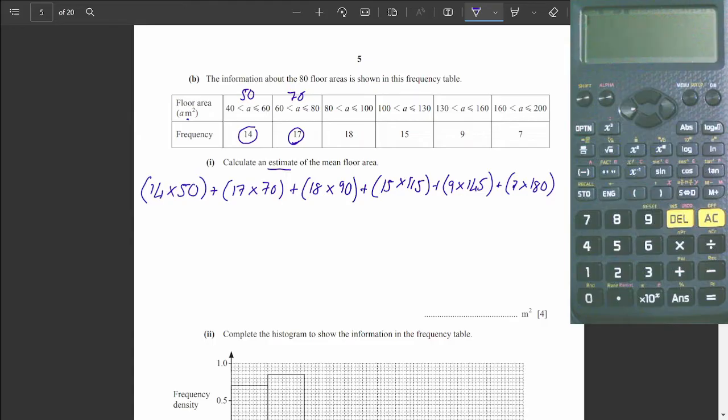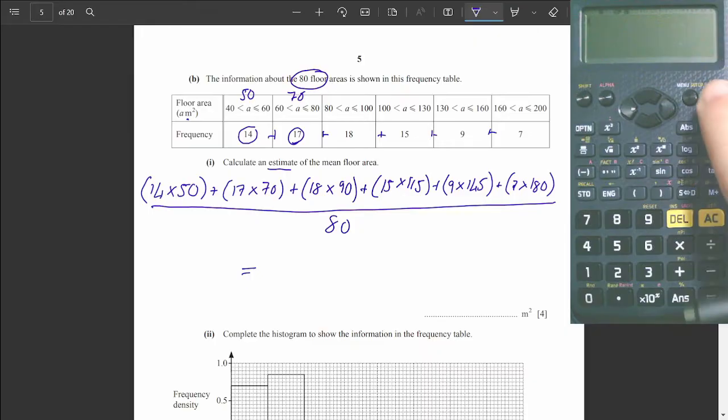That will give us the floor areas of all the houses, all added together. Then we need to divide it by how many houses in this case there are. We can do that by adding up the frequency, or if we just read the question carefully, they already told us there's 80 floor area, so we need to divide that by 80. So let's put that into the calculator.